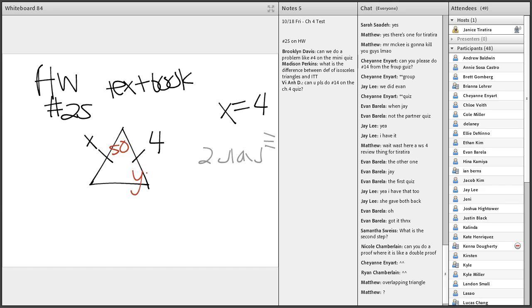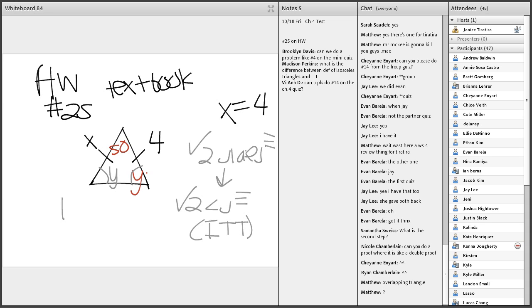we can say two angles are congruent by the ITT, the isosceles triangle theorem. In that specific order, we're given two sides, so now two angles. And where do they go? It goes down here. It's across from side x and across from side 4. So that means this is also y.